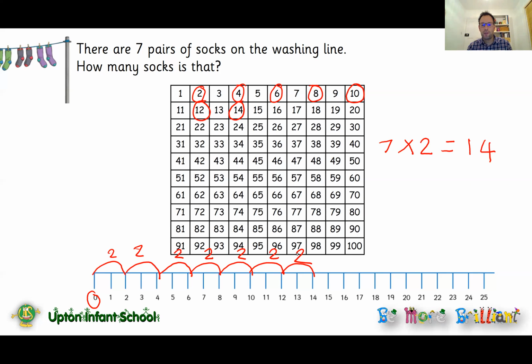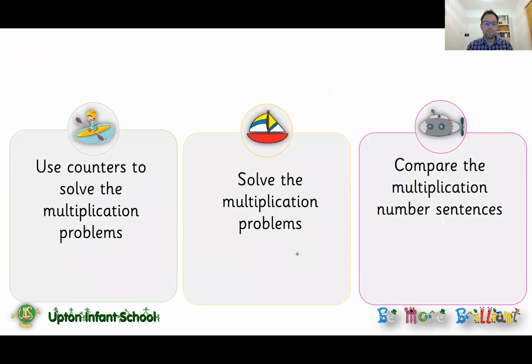There we go. 7 jumps of 2, and we've landed on 14. 7 lots of 2 is 14. Well done if you worked that one out. Which brings us on to today's problems.